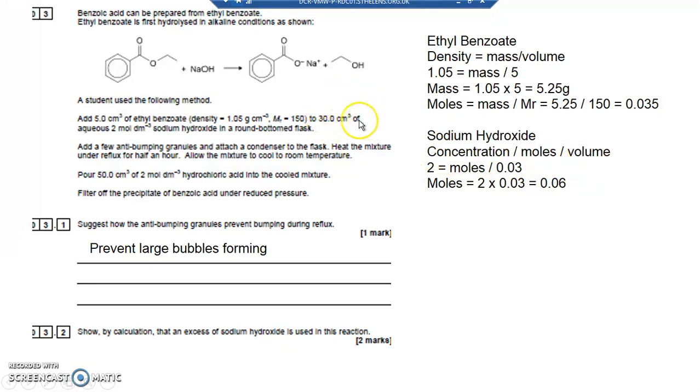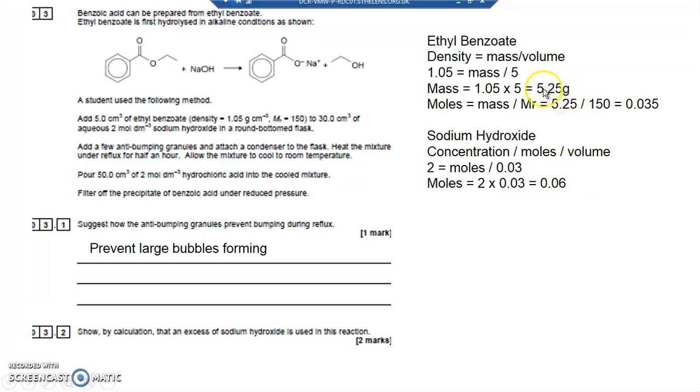So I've taken centimeter cubed into decimeter cubed, a small unit into a larger unit, and I've divided by 1,000. So 30 divided by 1,000 is 0.03. So 2 equals moles divided by 0.03. Moles is 2 times 0.03, 0.06.